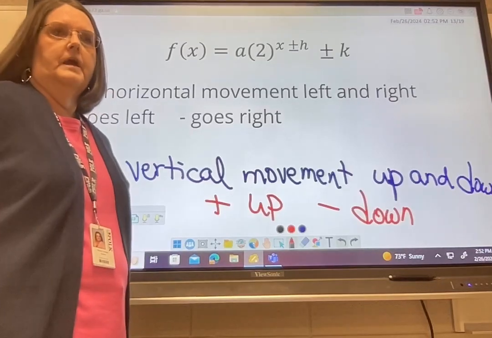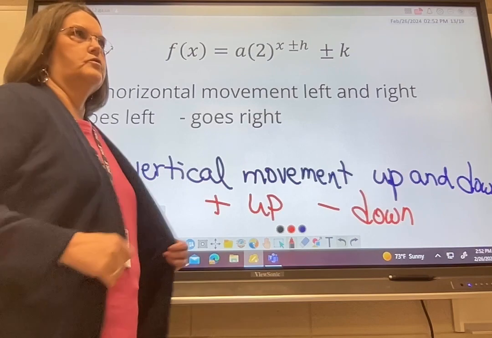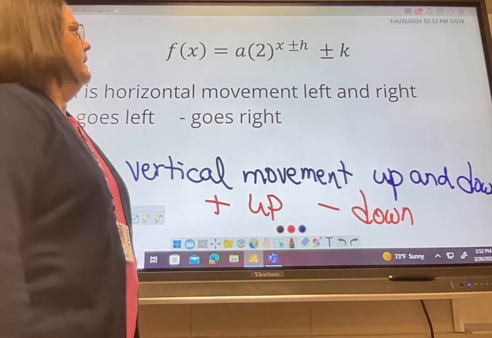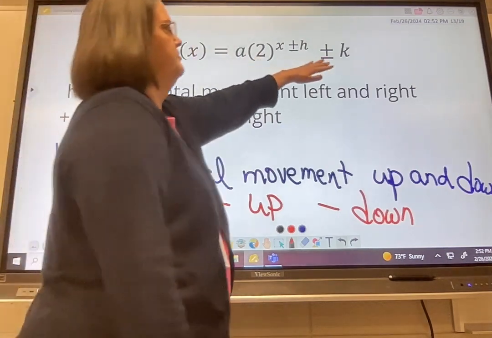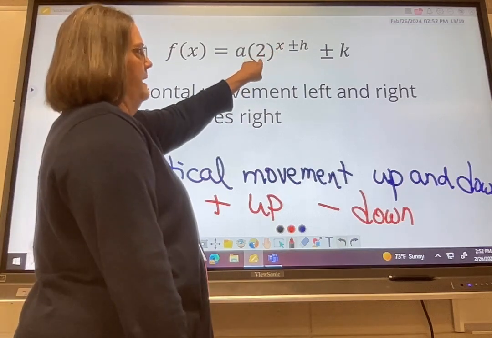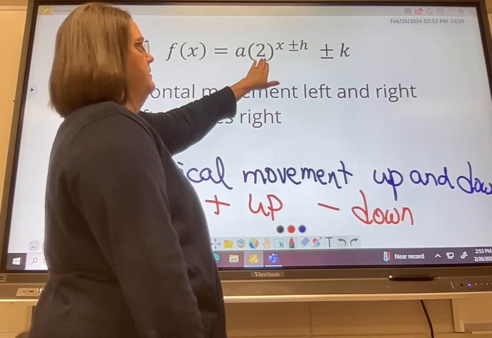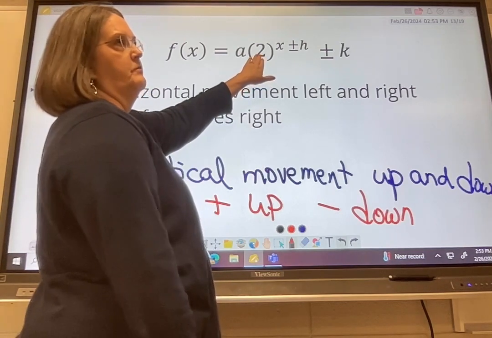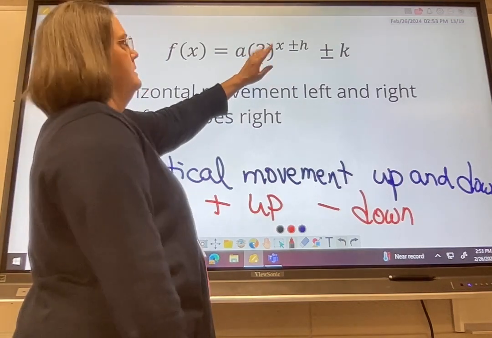Okay, we are doing horizontal shifts left and right and vertical shifts up and down of the exponential function. I have the equation written for an exponential function. I used a base of 2. Realize that this base can change. It can be 1/2, it can be 1/3, it can be 3, it can be 4, it can be 5, it can be 2/5, it can be 3/4. You get the idea. You have infinitely many bases.